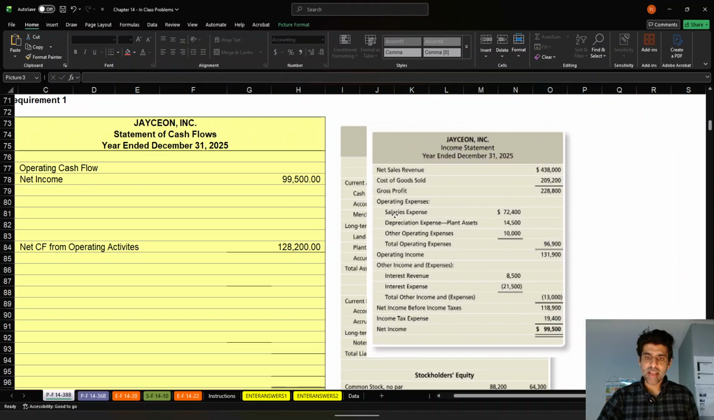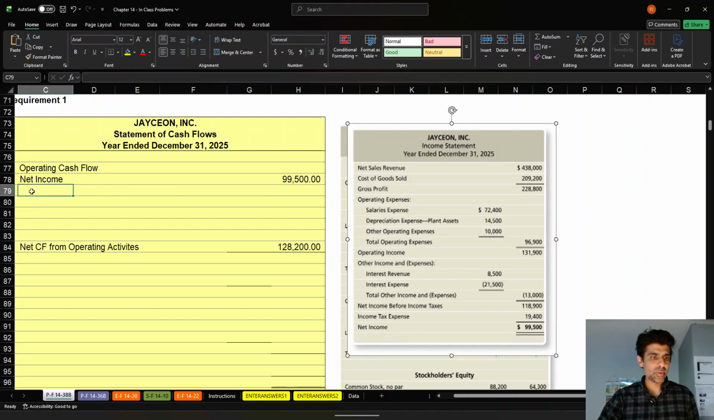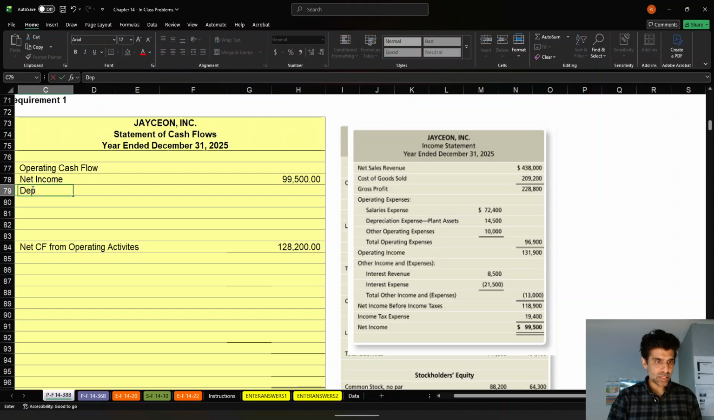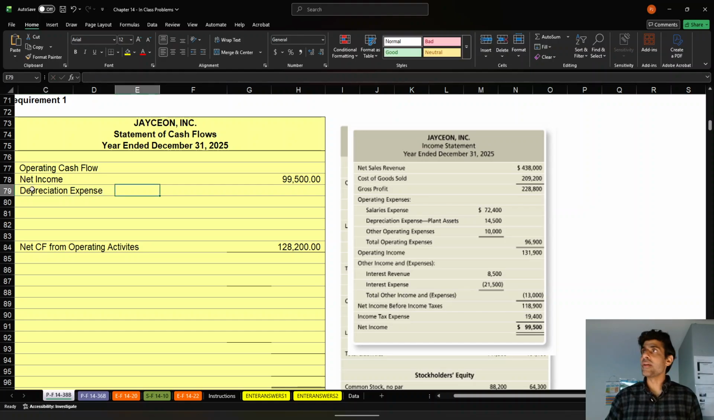The first and obvious add back is depreciation expense. We know for a fact depreciation expense is fully non-cash because the journal entry is debit depreciation expense, credit accumulated depreciation. There's no cash involved with that. So this is a pure non-cash expense that we know reduced net income, but not because of a cash flow, because it's an accrual based accounting expense.